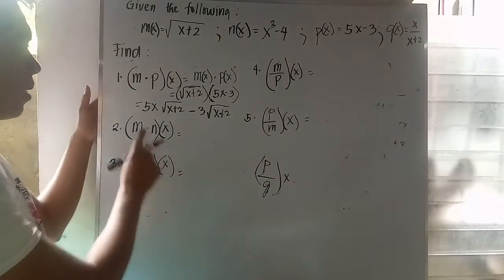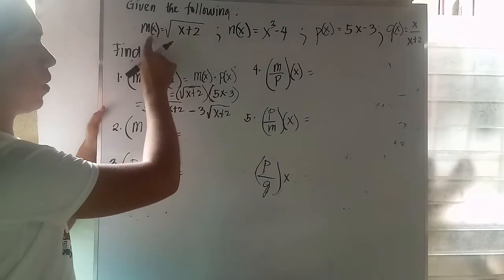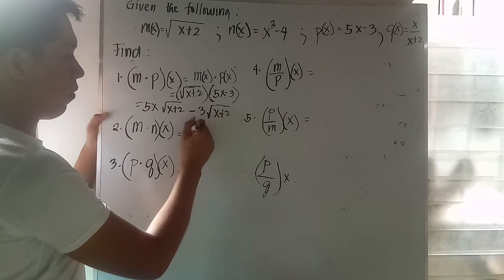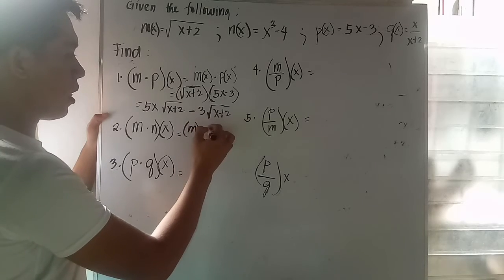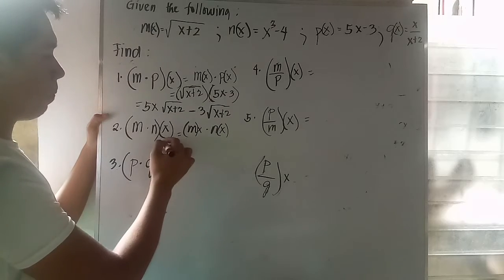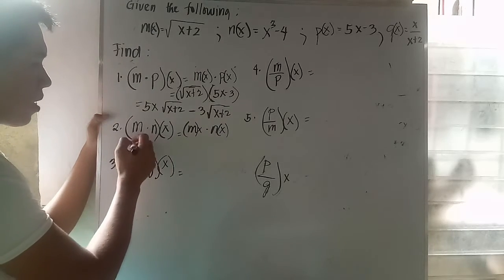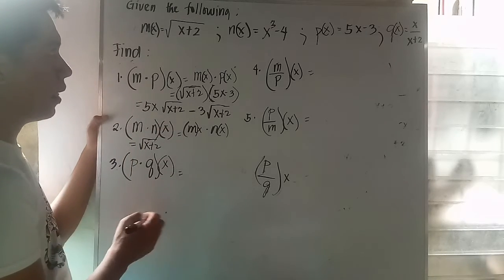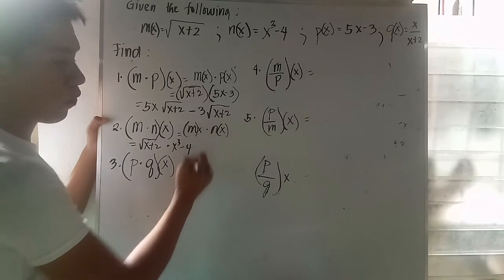Next, m times n of x. So these two, we will multiply them. This will become m of x times n of x. So what is m of x? We have our m of x here is square root of x plus 2, and n of x, we have x cubed minus 4.